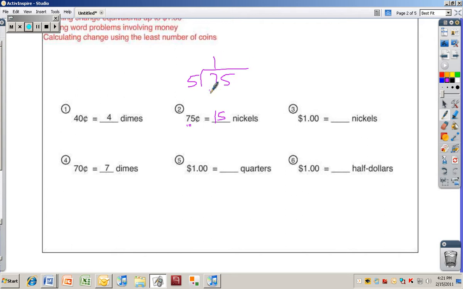The other way to do this is you just do 75 divided by 5. 5 goes into 7 one time. And we haven't learned how to do this yet in this Excel, but I'm sure a lot of you remember how to do it from the past. 5 goes into 25 5 times, and there's my answer of 15.